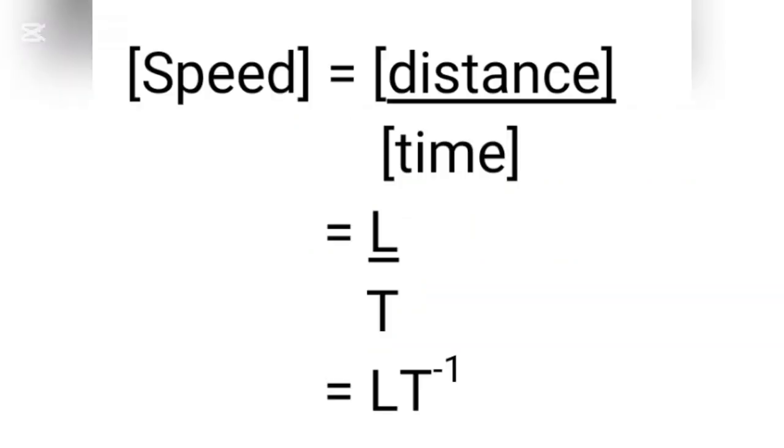Speed. Speed in square bracket is equal to distance over time. Both distance and time are written in square brackets. By the time we substitute in the dimensions, we don't need to write them in square brackets anymore. And that will give us L over T, and that will give us L T raised to power minus 1.